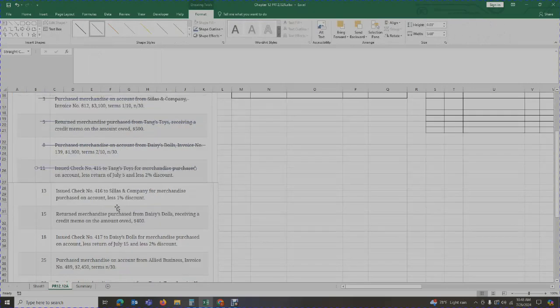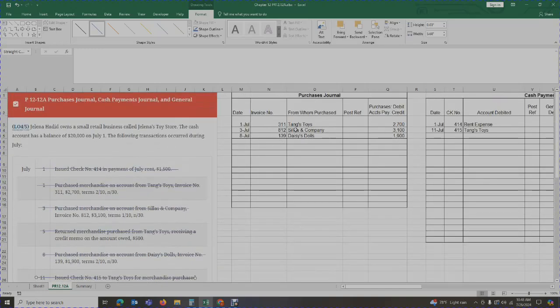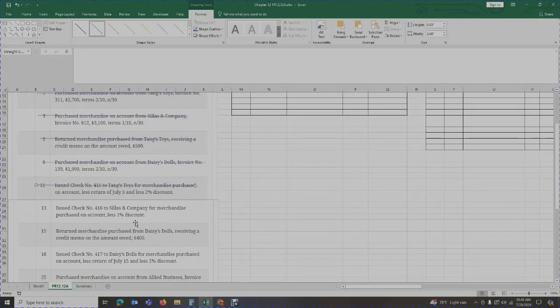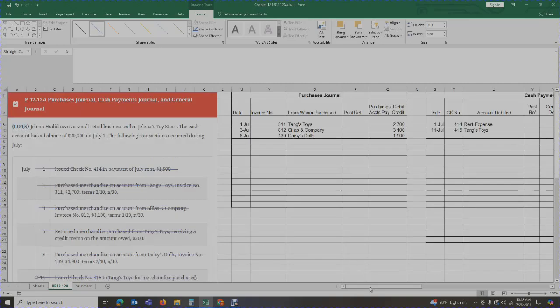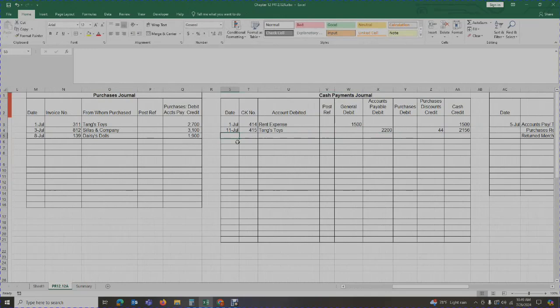On the 13th, we issued check number 416 to CS and Company for merchandise purchase on account less a 1% discount. So now we're paying our balance to CS. If you see here from the purchases journal, CS purchased $3,100, and we have a discount of 1% for CS. Okay, so let's go ahead and record that cash payment because now we are paying CS.